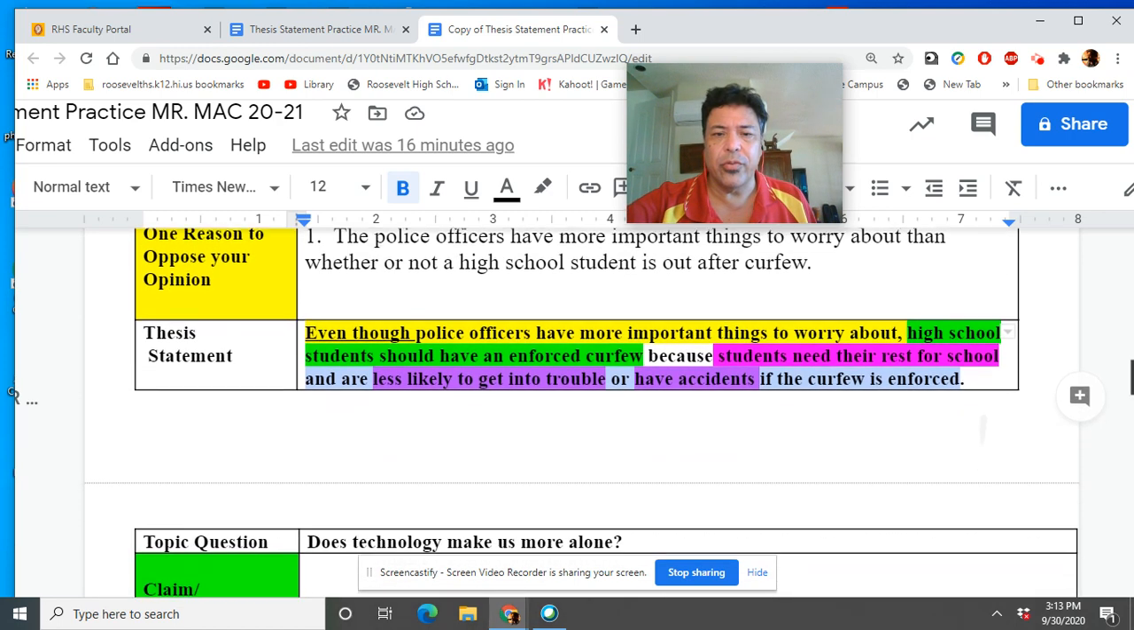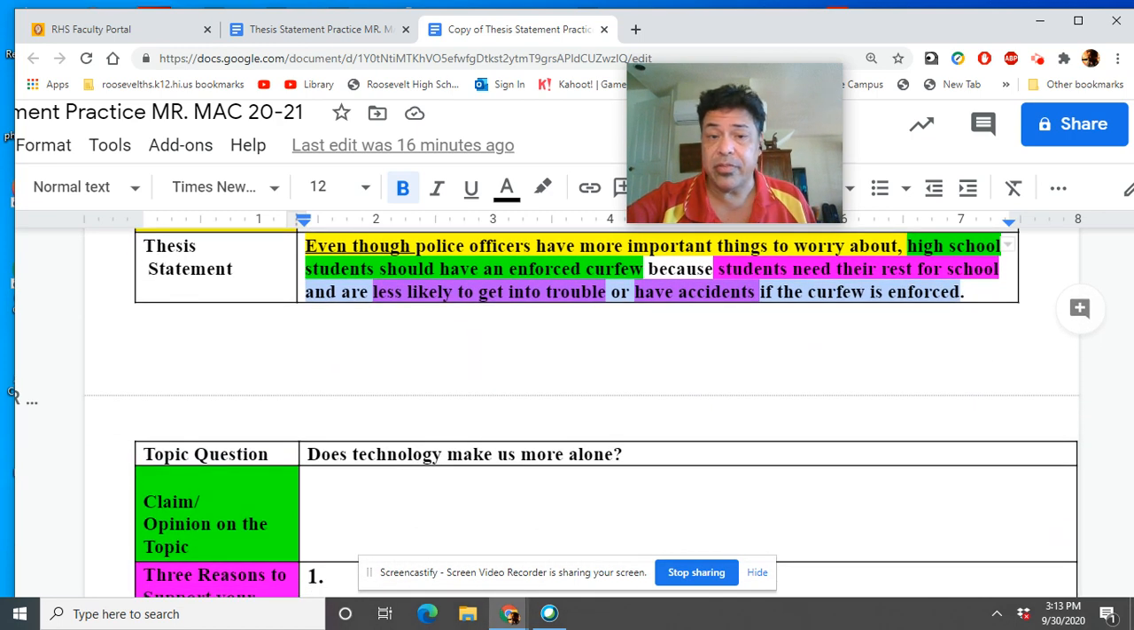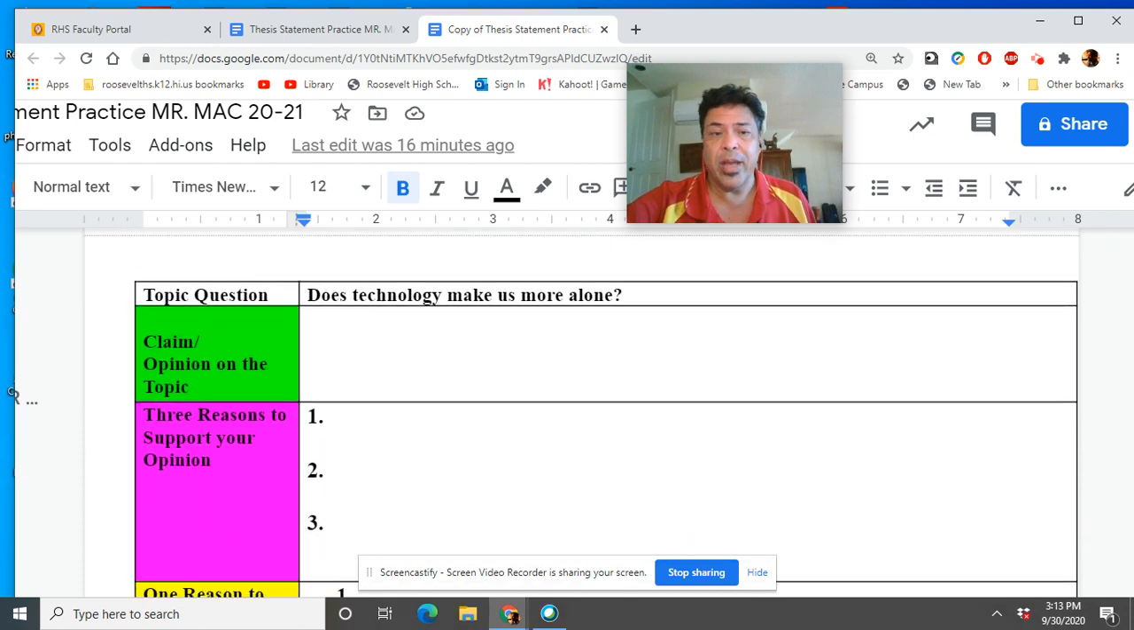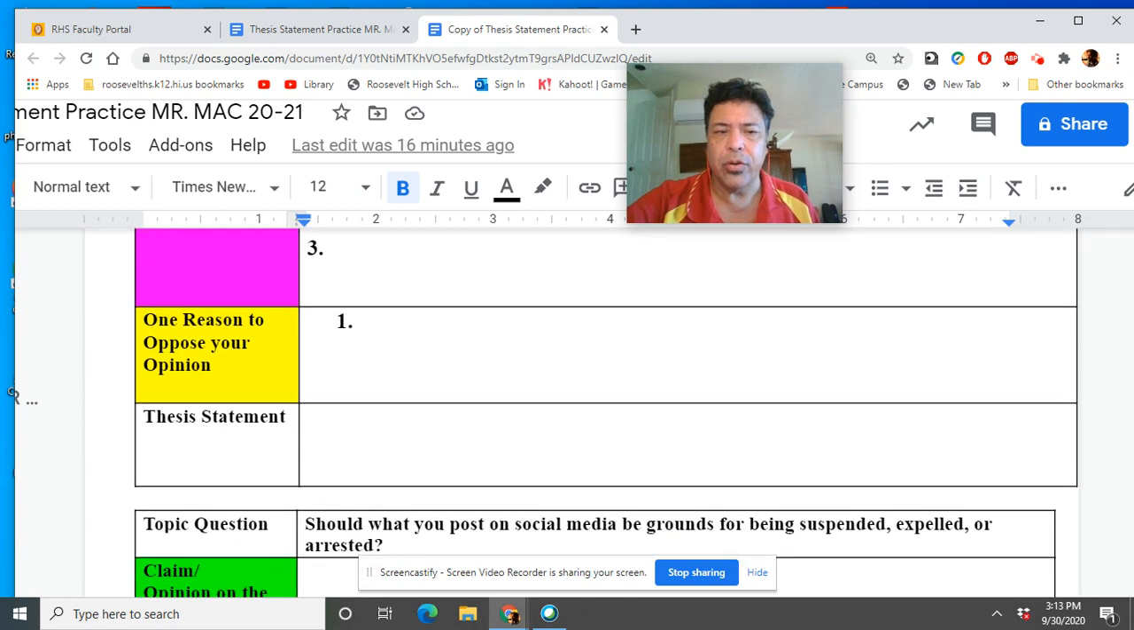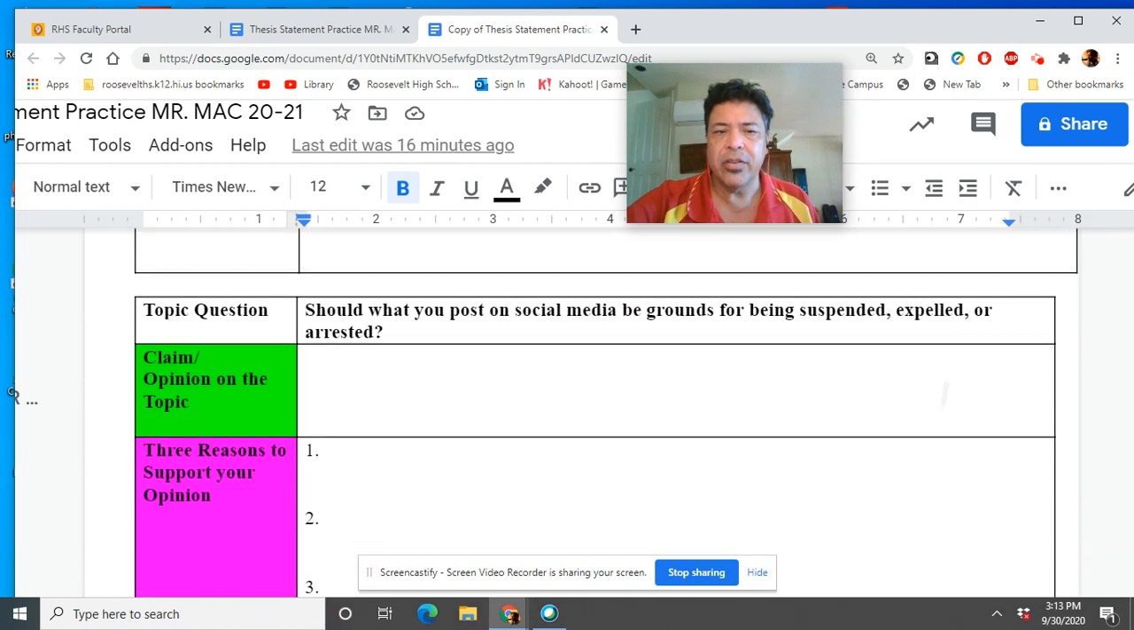So right now, let me go through some of the other prompts, just so you understand them. We have the topic question: does technology make us more alone? Does it make us more alone? What's your claim? 3 reasons, 1 reason to oppose. Thesis statement.